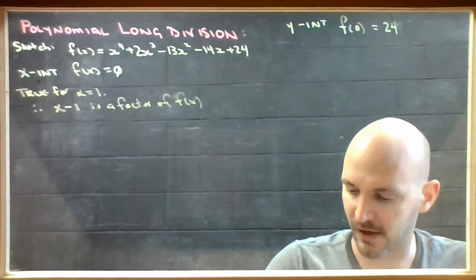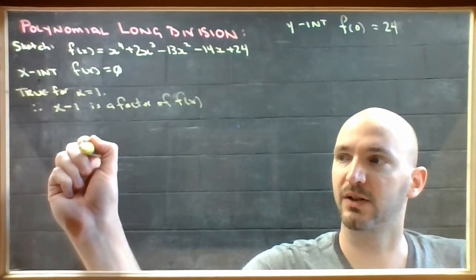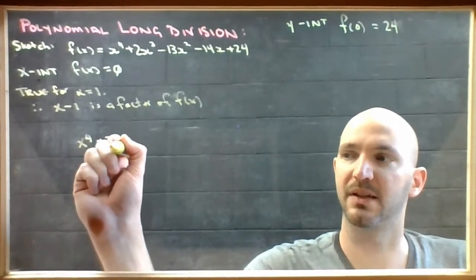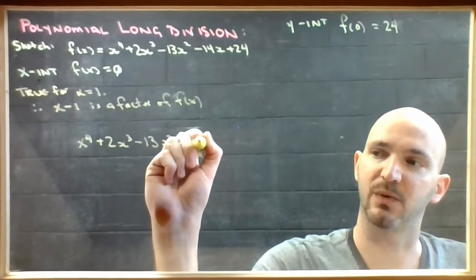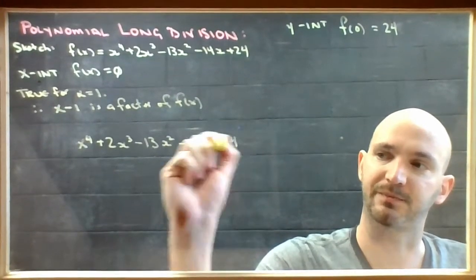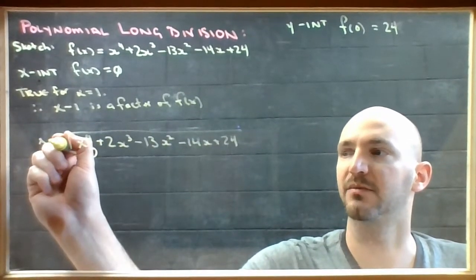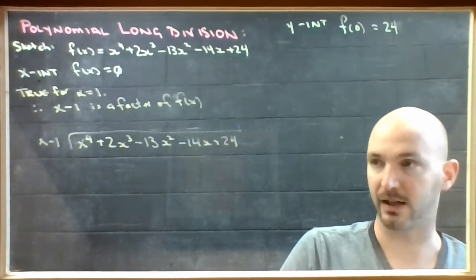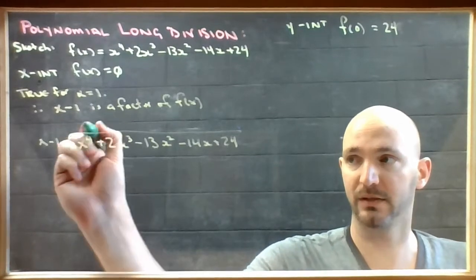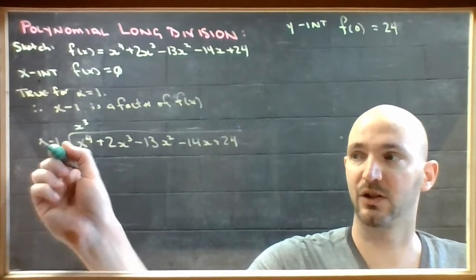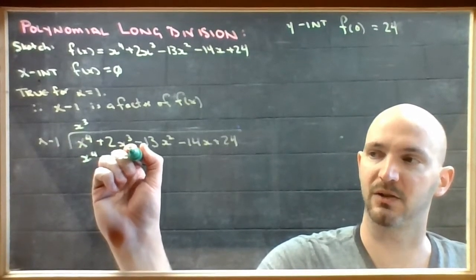So shake my marker, get some ink. If I set this thing up then, I'm trying to divide x to the power 4 plus 2x cubed minus 13x squared minus 14x plus 24 by this factor I just identified of x minus 1. All right, so what times x gives me x to the 4? It has to be an x cubed. X cubed times x is x to the 4, and x cubed times minus 1 is minus 1x cubed.